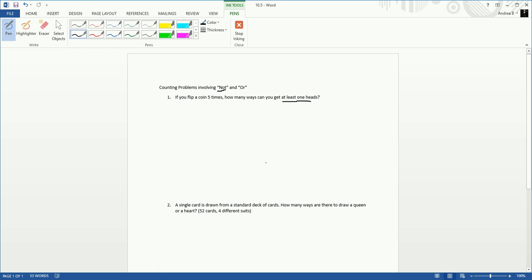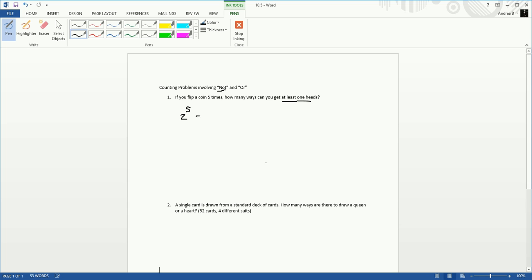So there'd only be one way to do that, but the total number of ways of flipping the coin here would be 2 to the 5th power, because each flip you could get either heads or tails. So there's 2 possibilities for each flip of the coin, 5 times that you're flipping it, hence you get the 2 to the 5th power. That's using that fundamental counting principle from before.